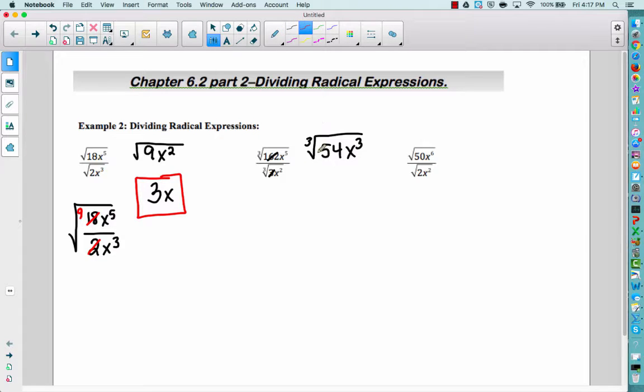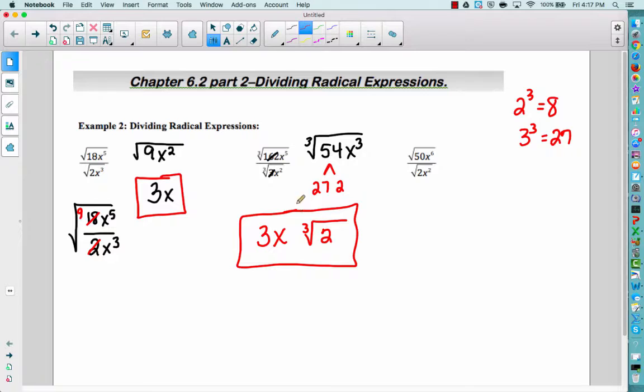All right, so now I've got to go back to simplifying using those multiplication rules. What are my cubed roots? So I've got 2 cubed is 8 and 3 cubed is 27. All right, so I know 54 is actually 27 times 2. So I'm going to take the cubed root of 27, which is 3. I'm going to leave that 2 inside the cubed root, and then I'm going to take the cubed root of x cubed. I'm going to take 3, divide it by 3. It goes in one time, so 3x cubed root of 2.